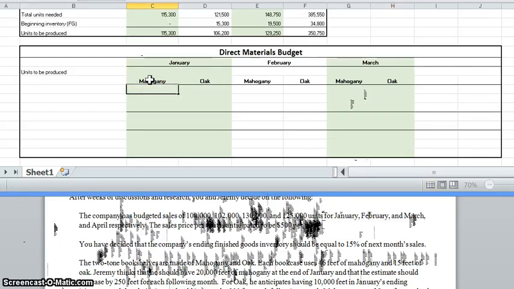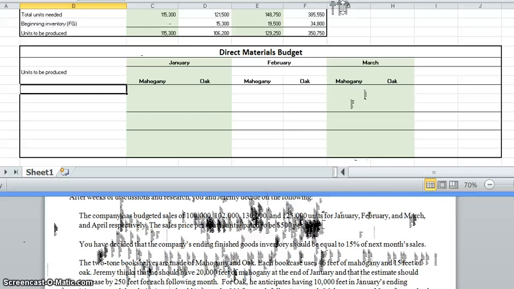Now you might ask yourself, well, can't I do one direct materials budget for the mahogany and one for the oak? Absolutely. Yes, you can. I just chose to put it in this way. And if I remember correctly, I think that's the way that our cost accounting textbook does it as well. But there are a few different ways that we could really set this up.